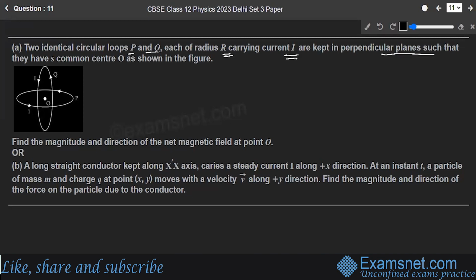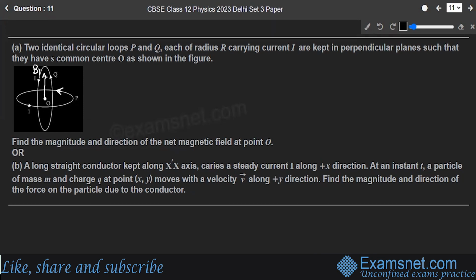Question number 11, two identical circular loops P and Q, each of radius R carrying current I, are kept in perpendicular planes such that they have a common center O as shown in the figure like this. So these are the two coils P and Q, and this is the direction of current in P and Q respectively. Now, see, this is the direction of the current in P. So according to this, what will be the direction of magnetic field? It will be given by this.